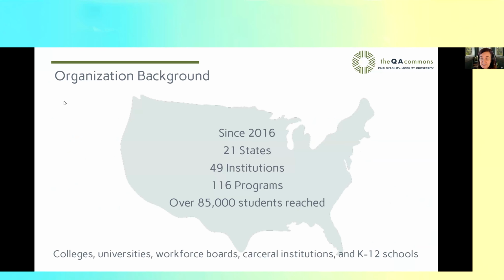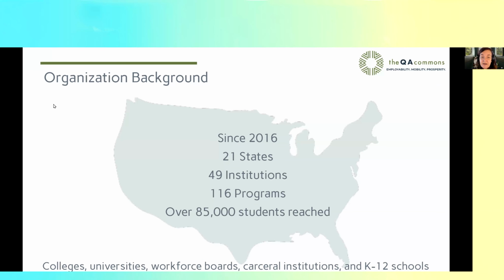We have been around since 2016. We started as a project of NCHEMS, the National Center for Higher Education Management Systems, with a grant from Lumina Foundation. And I think it was about 2019 that we became our own 501c3. Since then, we've worked in 21 states with 49 institutions and 116 programs, and by our calculations, we've reached over 85,000 students.